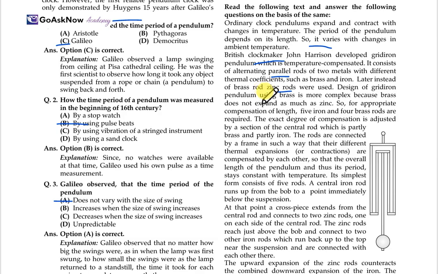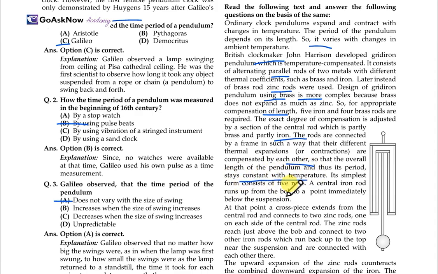Designing a gridiron pendulum using brass is more complex because brass does not expand as much as zinc. So for the appropriate compensation of the length, 5 iron and 4 brass rods are required, and the exact degree of compensation is adjusted by the section of the central rod, which is partly brass and iron. The rods are connected by the frame in which the different thermal expansion and contraction compensate each other. So the overall length of the pendulum thus stays constant with the temperature.